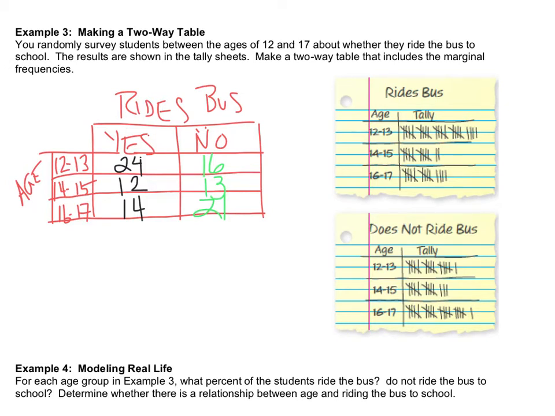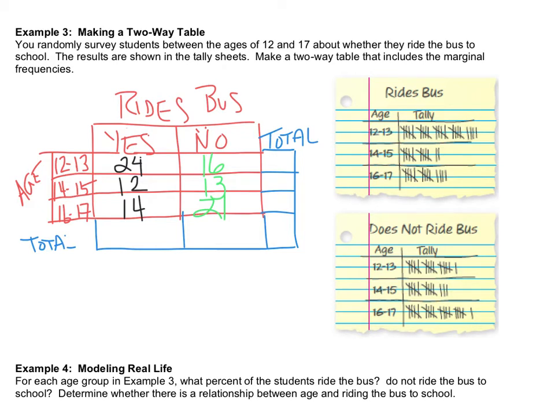Now they're asking me to include the marginal. So remember, the marginals are the totals. So this is where we kind of extend all the rows and the columns. And what we would say is maybe put over here total. And then what we do is we add across and down to get our new marginals. So the marginals are the ones that are giving us the sums.